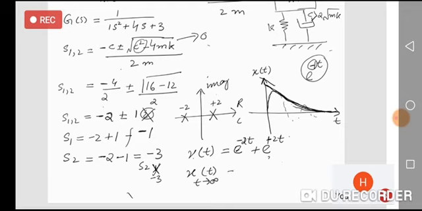What will happen? e raised to the power -infinity plus e raised to the power plus infinity. This will become 0 plus infinity, which is equal to infinity. Does that answer your question? आपका सवाल का जवाब आपको मिल गया तनवीर? Yes, sir. Mathematically समझ गए.